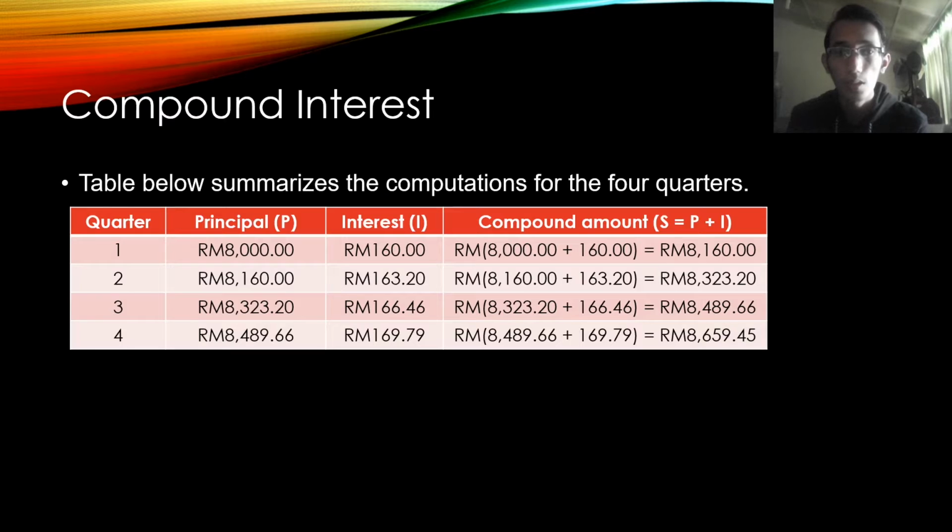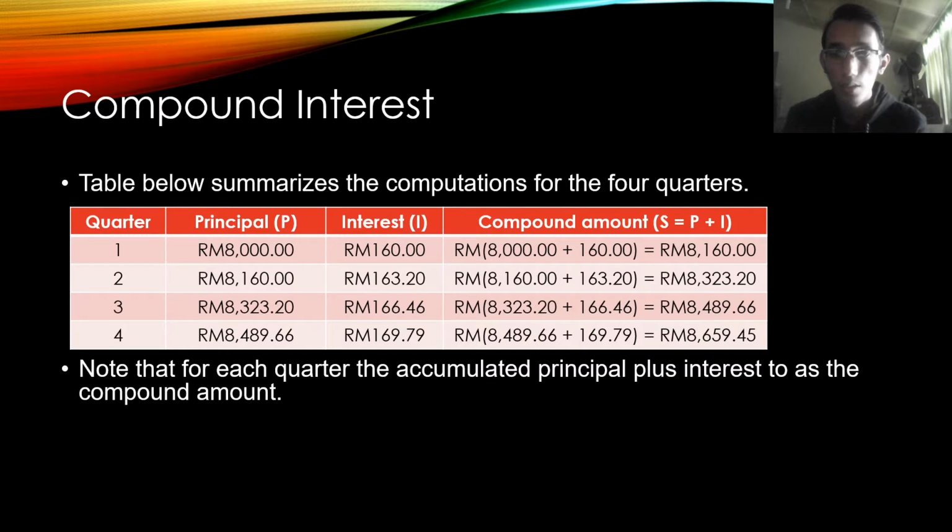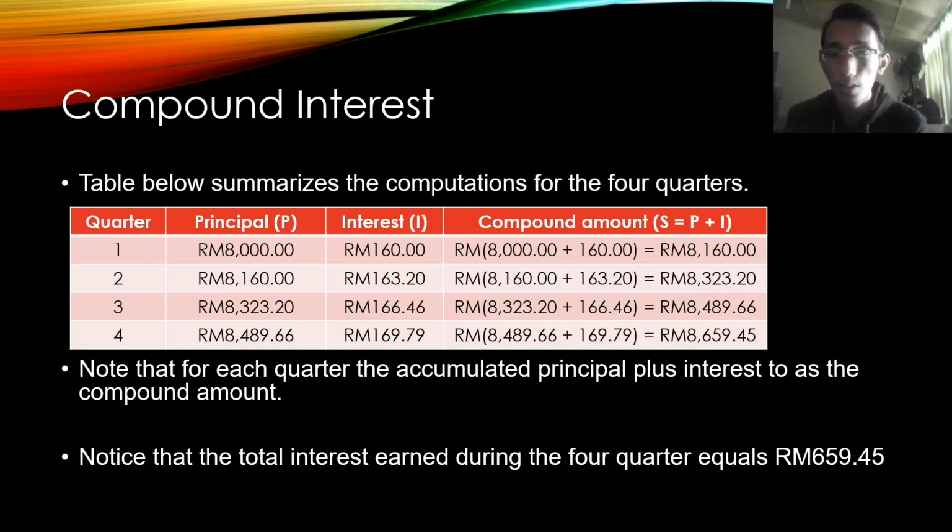So we have calculated the interest for the first and second quarters. The table below summarizes the computation for all 4 quarters. Note that each quarter has accumulated principal plus interest, which is the compound amount. Notice that the total interest earned during the 4 quarters is equal to 659 ringgit 45 cents.